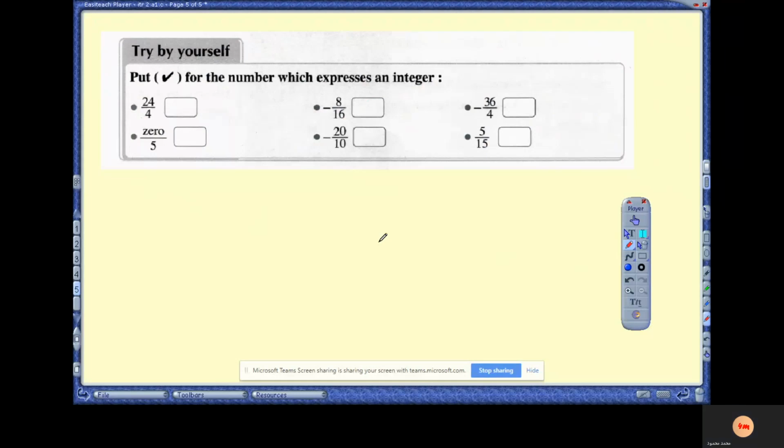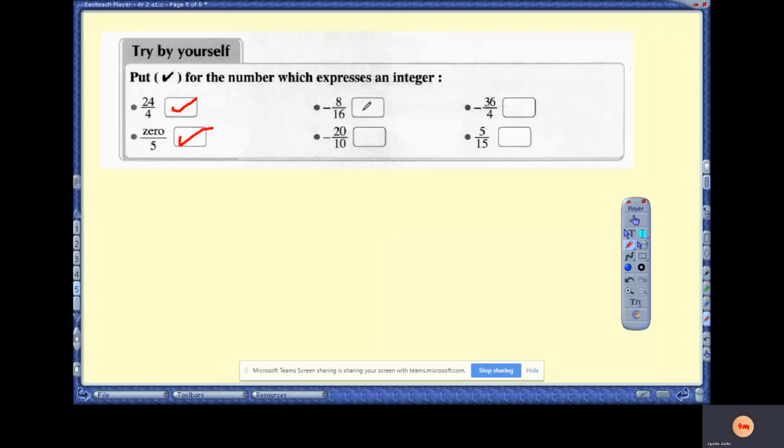How? At first, you need to divide the numerator by the denominator. If you get a whole number, this is integer. If not, it's not integer. 24 divided by 4 would be 6, so it would be integer. 0 divided by 5 would be 0, it's integer.